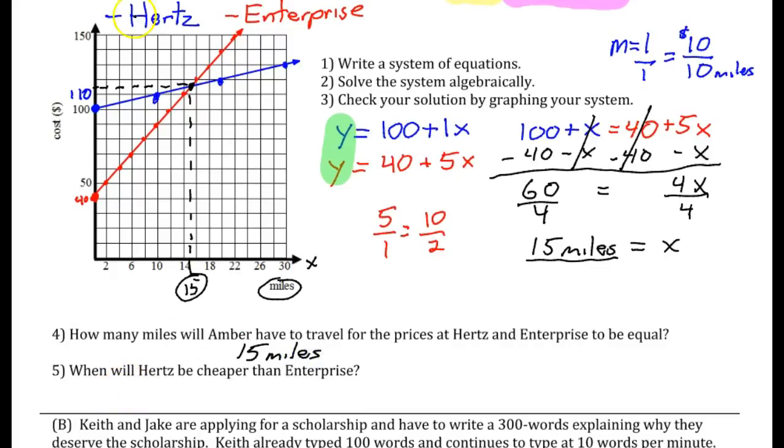When will Hertz be cheaper? Hertz is the blue. So it looks like blue is cheaper after the 15 miles. So we know Enterprise is cheaper from here, but once you get to 15 miles, that's when Hertz becomes cheaper. So we can say something like Hertz is cheaper after 15 miles. Or when you're driving more than 15 miles. Yeah, driving more than 15 miles. Which in all likelihood, if you rent a car, you're probably going to drive more than 15 miles.